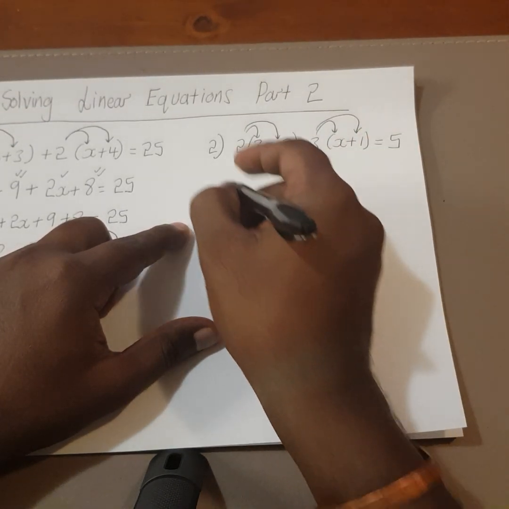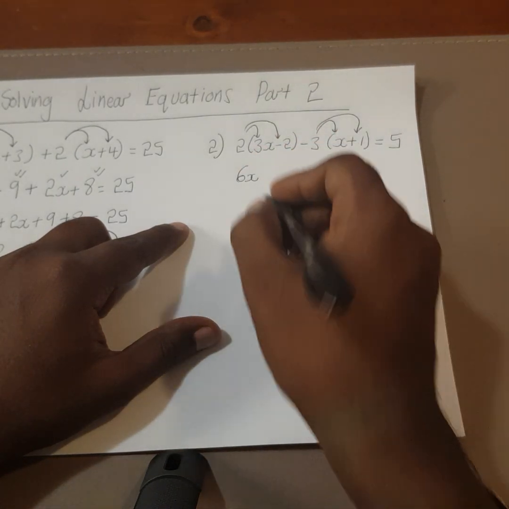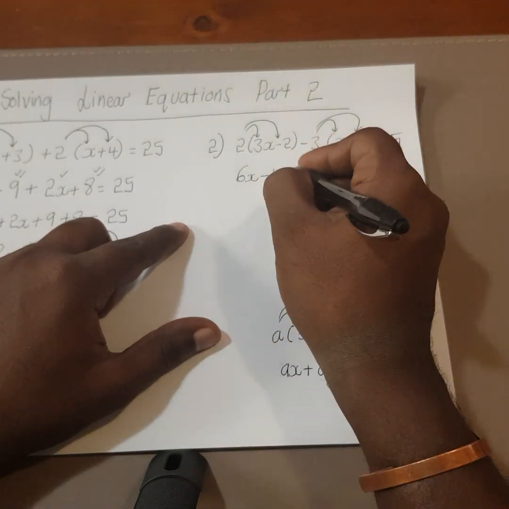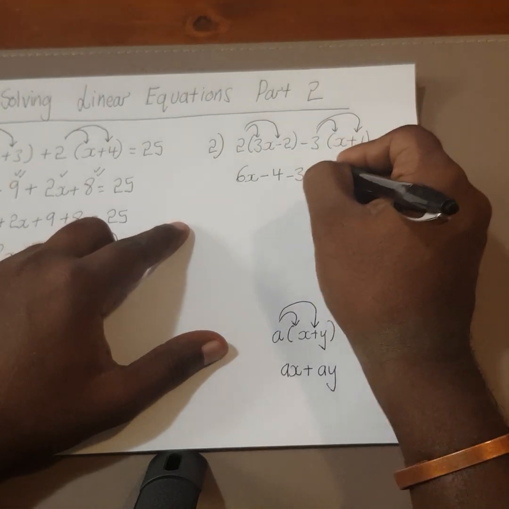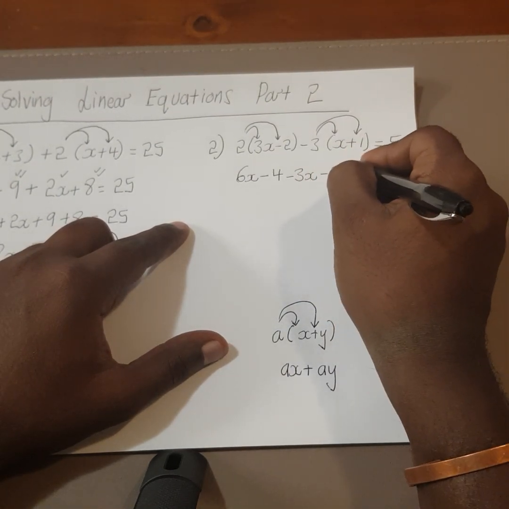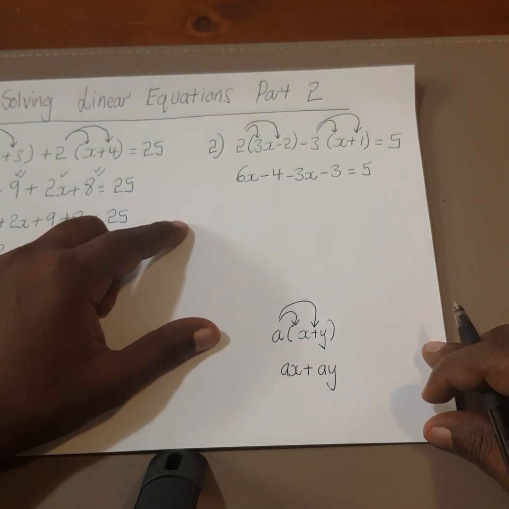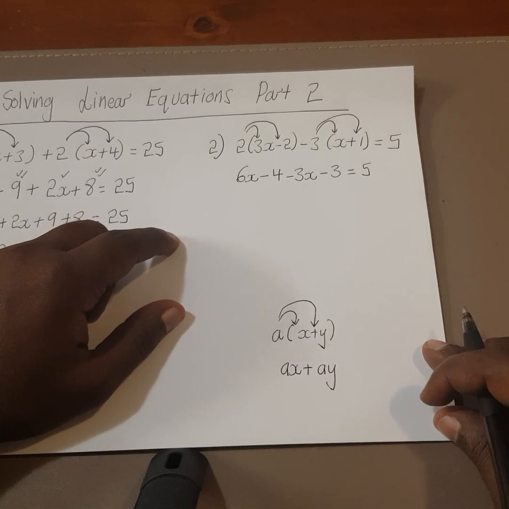So 2 times 3x becomes 6x, and 2 times negative 2 becomes negative 4, and negative 3 times x becomes negative 3x, and negative 3 times 1 becomes negative 3. And that's equal to 5. So you can see, when you understand how to expand confidently, this step becomes much easier.